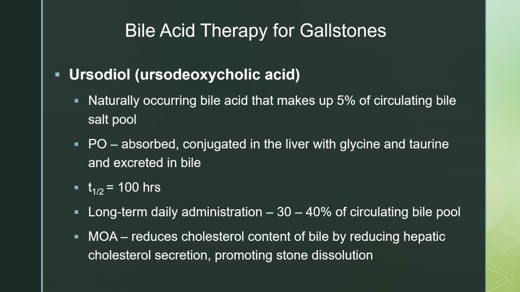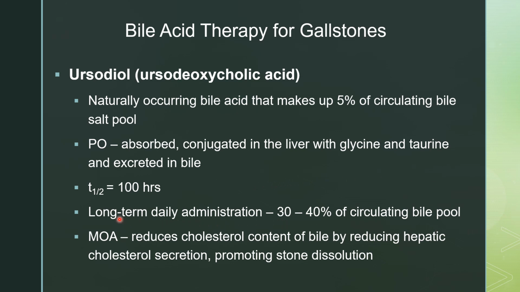Now we'll move on to the treatment of gallstones using bile acid therapy. Your ursodeoxycholic acid is a naturally occurring bile acid that makes up around 5% of the circulating bile salt pool. It is taken per os, or by mouth. It is absorbed, conjugated in the liver with lysine and taurine, and excreted in the bile. The half-life for this one is quite long, 100 hours, so it can be used for long-term daily administration, wherein it makes up 30 to 40% of your circulating bile pool.